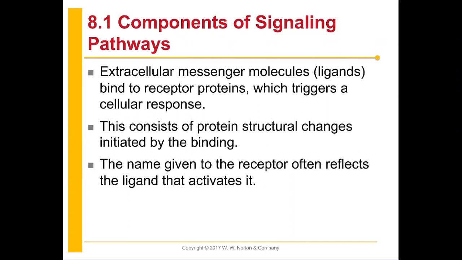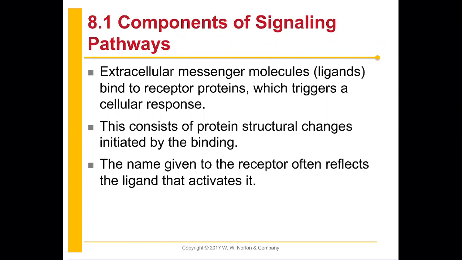We know that components of our signaling pathway are always going to include some kind of extracellular messaging protein. This is our ligand. This ligand is going to bind to the receptor protein, and that's what's going to induce a cellular response. Until that ligand binds, nothing's going to happen. So how do you trigger a cellular response? Just like we've seen in the past, once a ligand binds, you can induce a structural change inside of that receptor protein. That structural change is initiated by the binding.